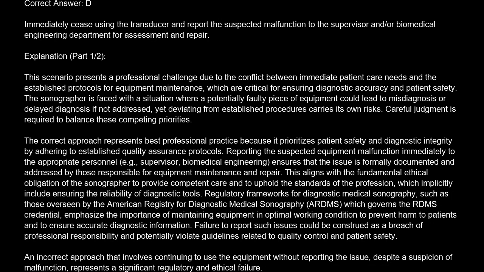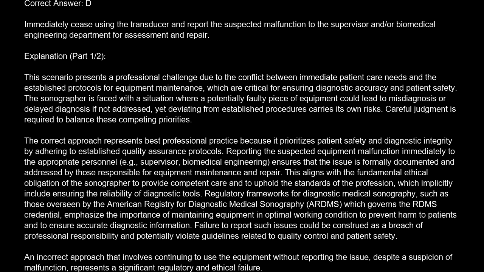The correct answer is D. Immediately cease using the transducer and report the suspected malfunction to the supervisor and/or biomedical engineering department for assessment and repair. Explanation. This scenario presents a professional challenge due to the conflict between immediate patient care needs and the established protocols for equipment maintenance, which are critical for ensuring diagnostic accuracy and patient safety.